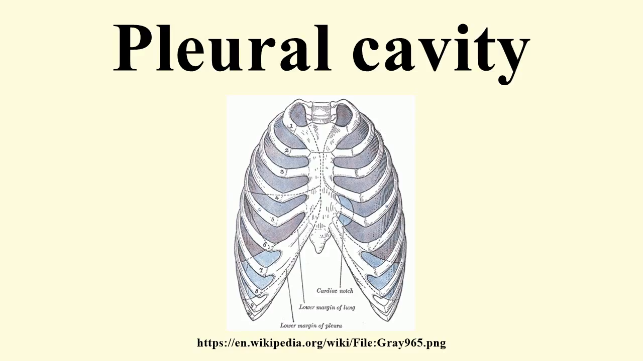The visceral pleura receives its blood supply from the bronchial circulation, which also supplies the lungs. The parietal pleura receives its blood supply from the intercostal arteries, which also supply the overlying body wall.